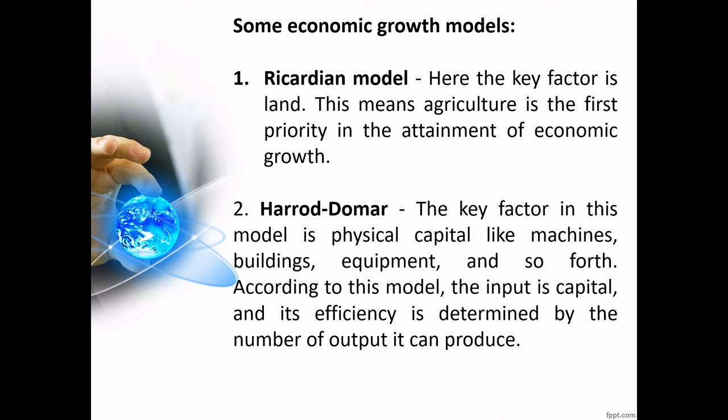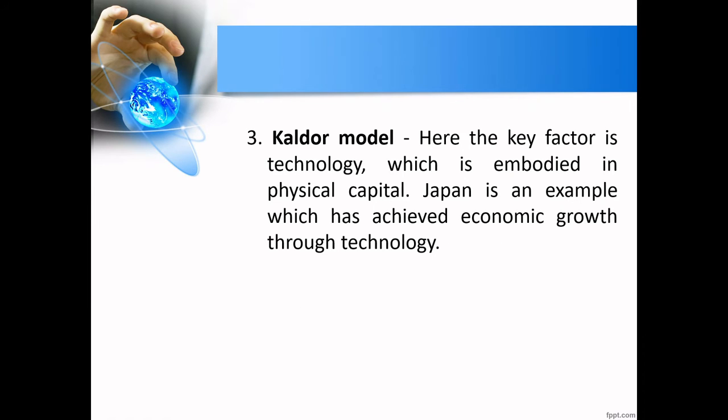So, some economic growth models: we have the Ricardian model. Here, the key factor is the land. This means agriculture is the first priority in the attainment of economic growth. Then we have Harrod-Domar. The key factor in this model is physical capital like machines, buildings, equipment, and so forth. According to this model, the input is capital and its efficiency is determined by the amount of output it can produce. And then we have the Kaldor model. Here, the key factor is technology, which is embodied in physical capital. Japan is an example, which has achieved economic growth through technology.